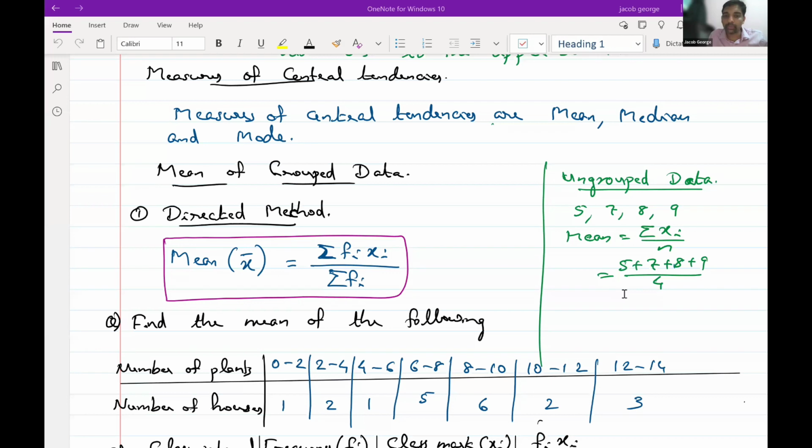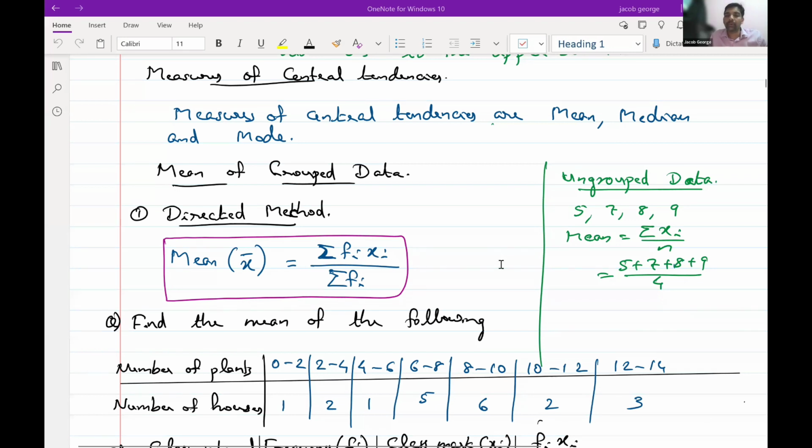That data is called what type of data, children? Grouped continuous data. Grouped continuous. Grouped discrete means no class interval, but frequency will be there. Okay. Xi and Fi will be directly given if it is grouped discrete.